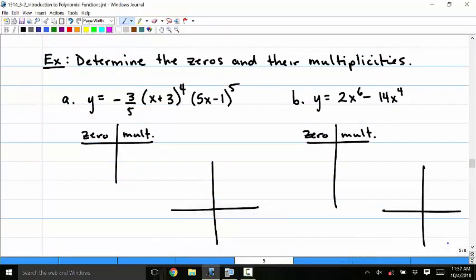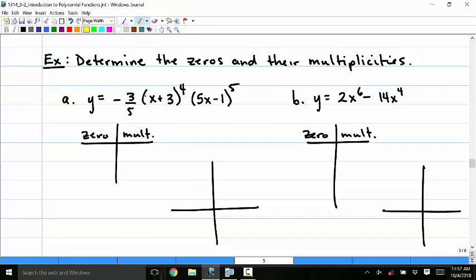The first example, determine the zeros and their multiplicities on letter A. Y equals -3/5 times (x plus 3) to the fourth times (5x minus 1) to the fifth. This polynomial is given to you as a product of linear factors. That's nice, because to find the zeros, you set each linear factor equal to 0 and solve for x.